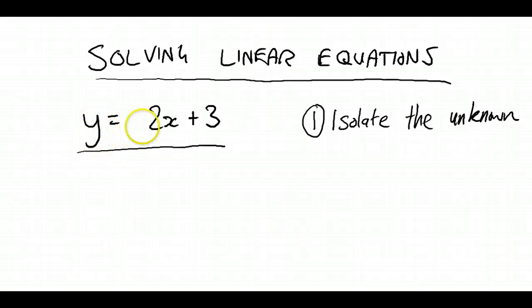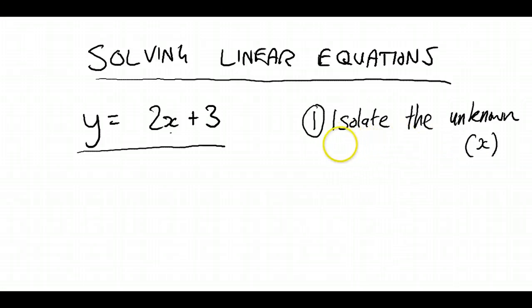Y is on its own here, but usually it'll be rearranging the equation to isolate the other unknown, the one that's not on its own at that moment. So in this case x. Isolate the unknown, and we'll put x in brackets for this one. That's the unknown that we're trying to isolate.